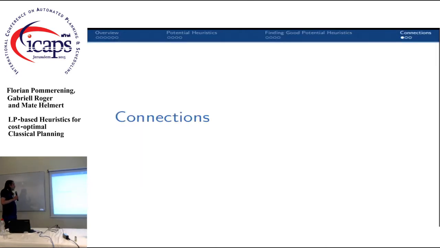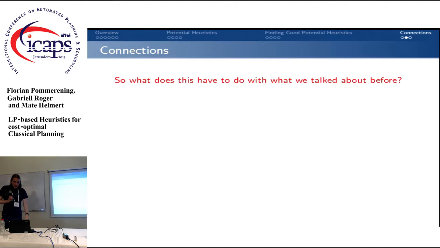Okay, so this sounds nice, but it's still so far only quite loosely connected to what we talked about before. The main connection is that we're using linear programs again, but many things can be written down as linear programs. It turns out there are actually much tighter connections. So what does this have to do with what we talked about before?